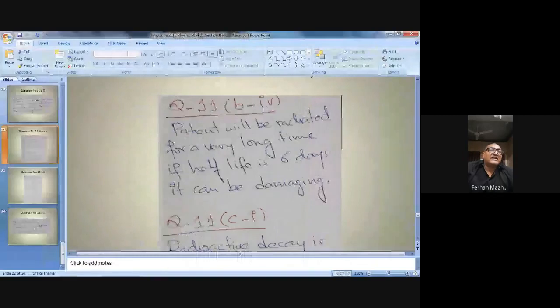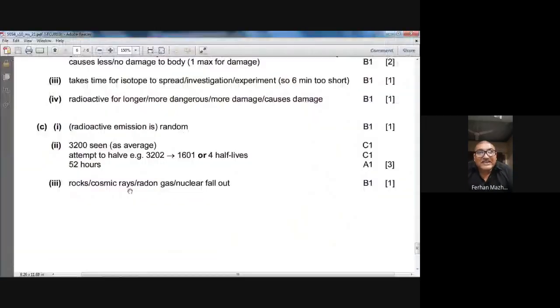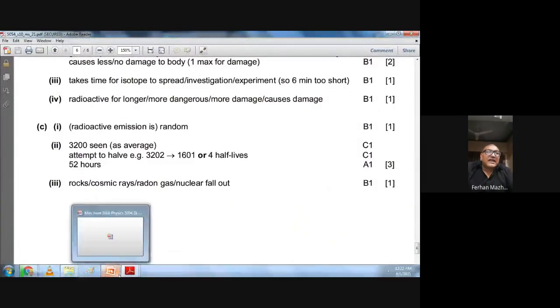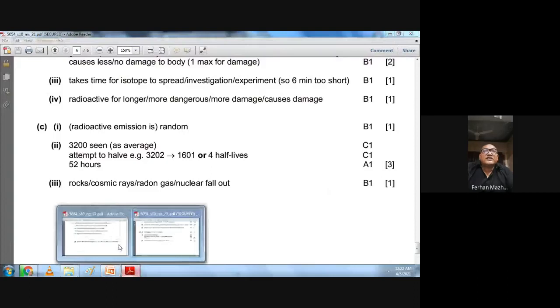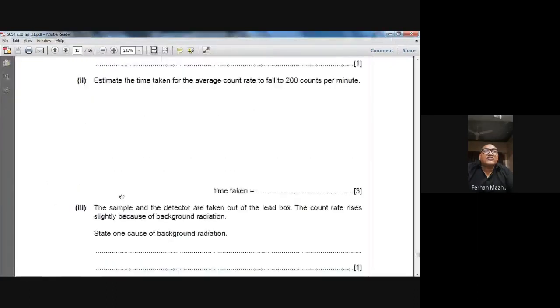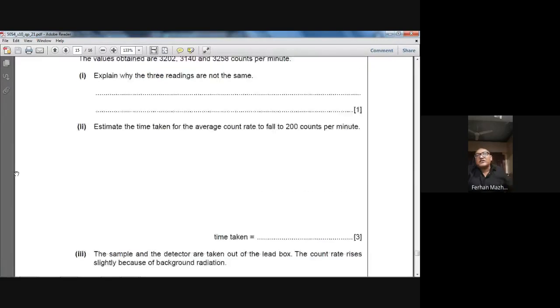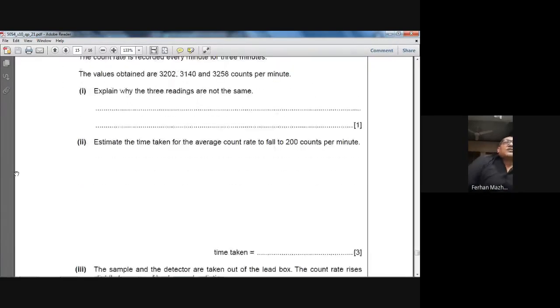So let's check the marking scheme. What the marking scheme says: radioactive emission is random. 1 mark. Then we have the next question, and it says estimate the time taken for the average count rate to fall to 200 counts per minute. So how much time will it take to fall to 200 counts per minute? It's a 3 mark question.